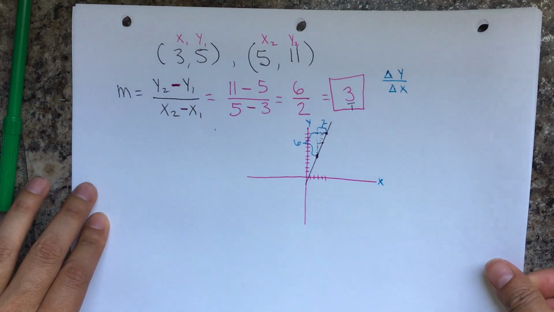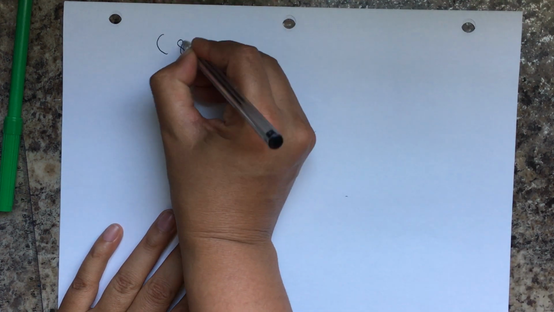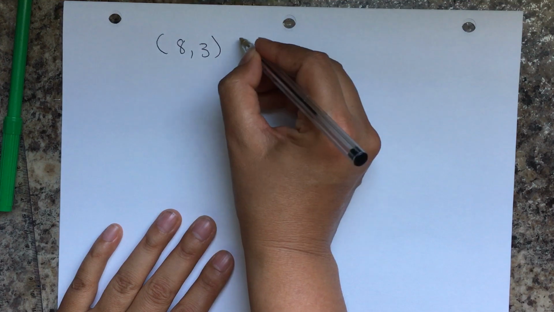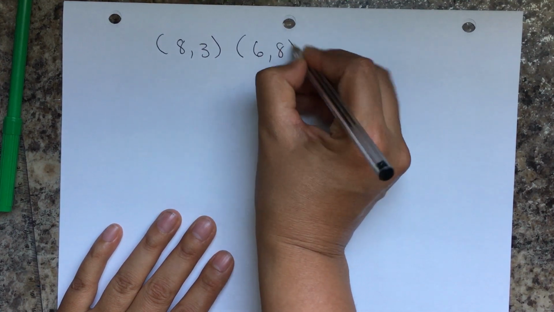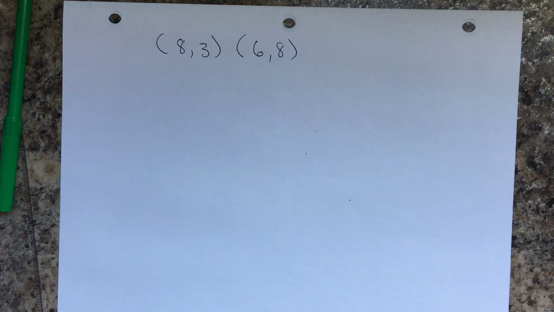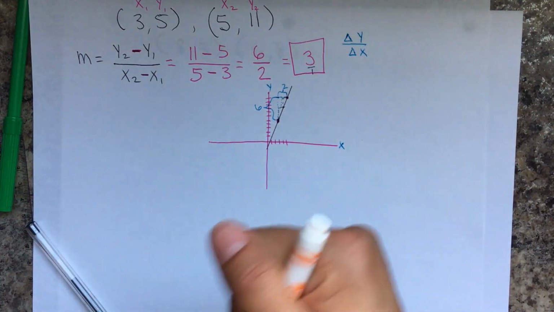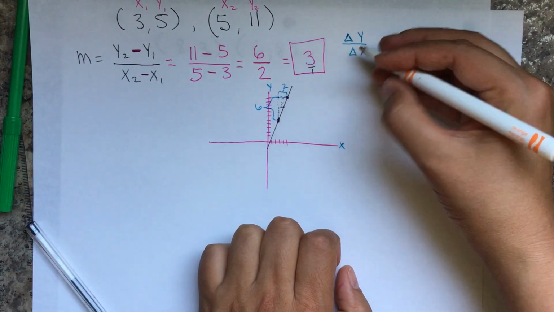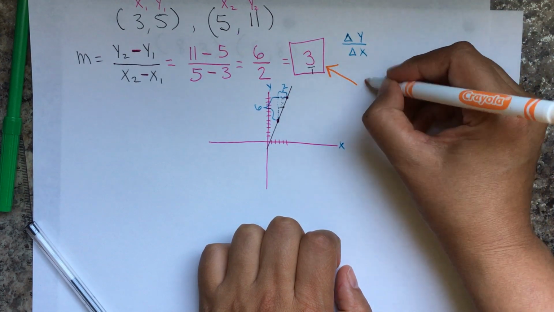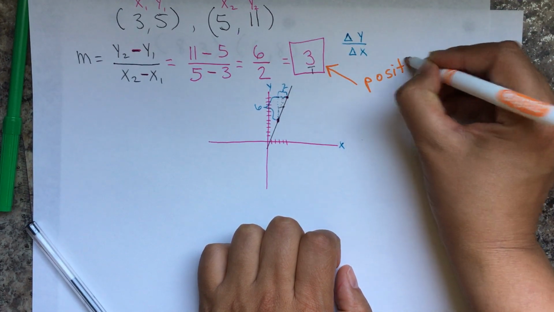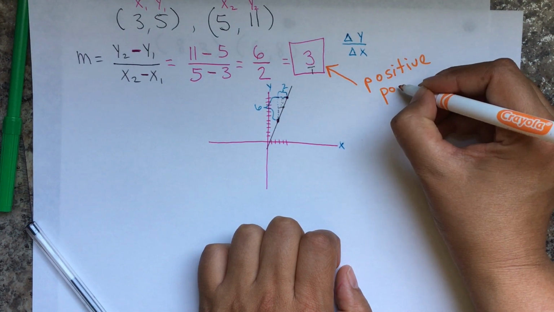Okay, let's do one more. So I have here 8, 3, and 6, 8. So what is the slope for those points? Oh, let me go back because I want you to notice something else. What's the sign for this slope? Positive, right? Positive. So positive slope.